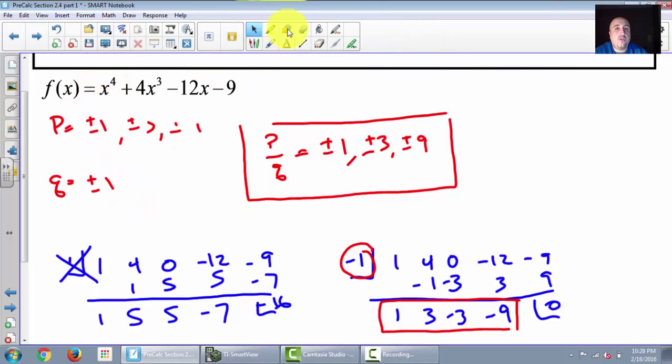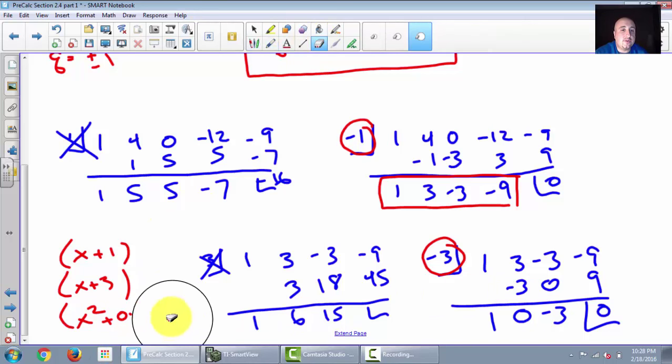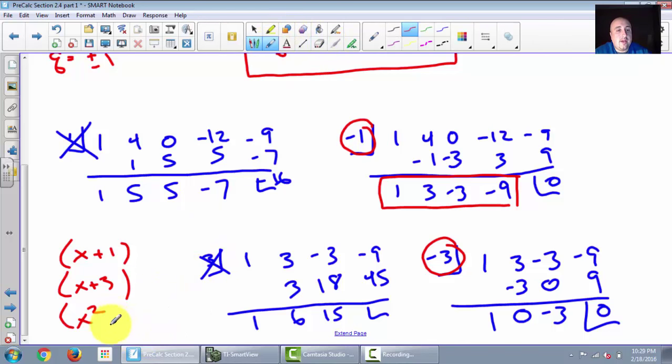So my first one that works is going to drop down to an x to the 3rd. And the second one that works is going to drop us down to an x to the 2nd. As soon as you get to an x to the 2nd, you can stop because you should be able to solve that one. So I have 1x to the 2nd plus 0x minus 3. I don't really need that 0x, so I'm going to get rid of it. So I'm basically left with x squared minus 3.